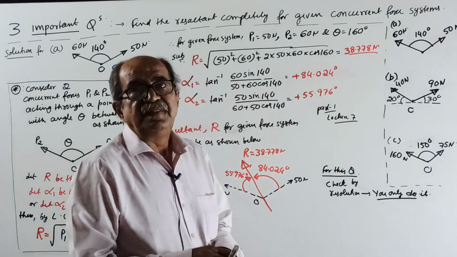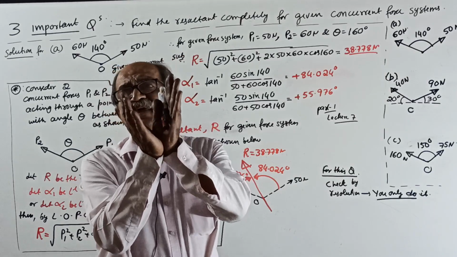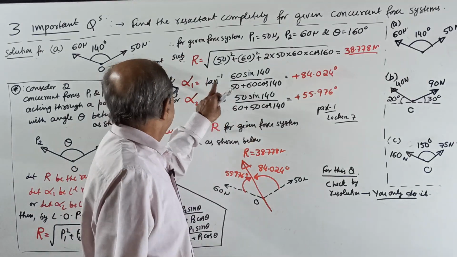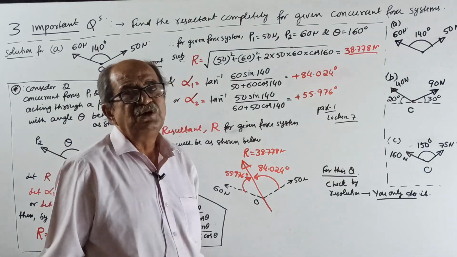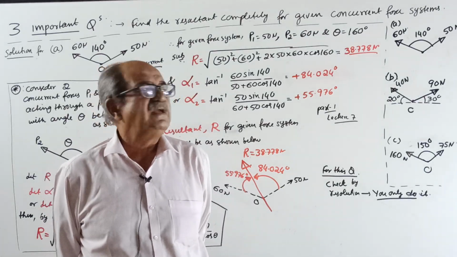In the beginning we solved questions where the angle was less than 90 degrees. There is no chance of getting a negative sign for alpha 1, alpha 2. So it is a crystal clear solution, no confusion, nothing.